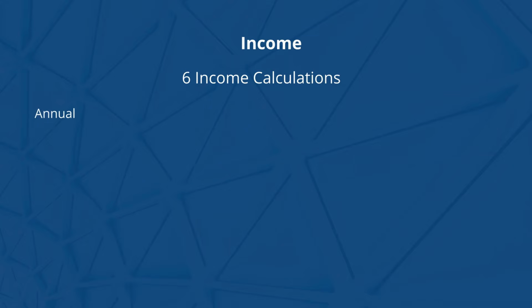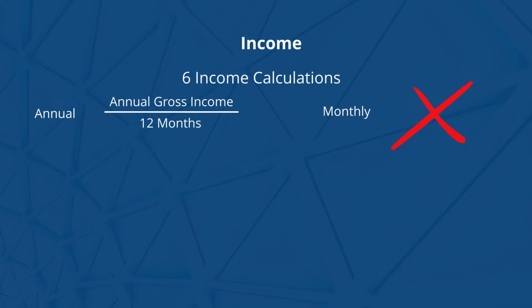If the borrower is paid annually, the calculation is annual gross income divided by 12 months. If the borrower is paid monthly, there is no calculation. If the borrower is paid twice monthly, for example, they are paid on the 5th and the 25th of the month, the calculation is the amount of each paycheck times 2 pay periods.